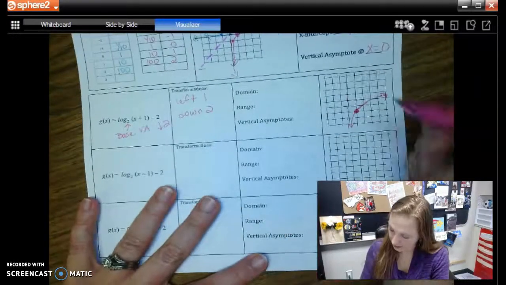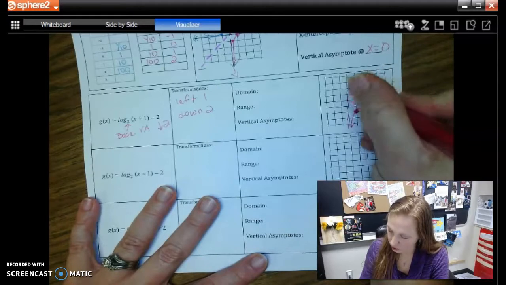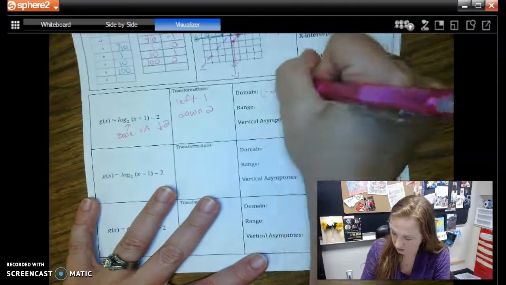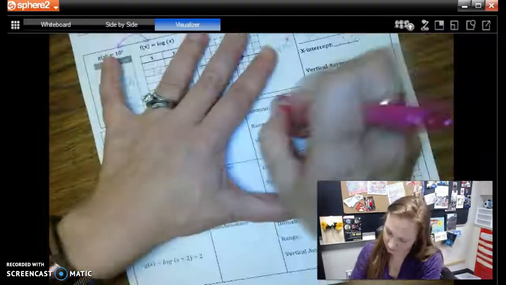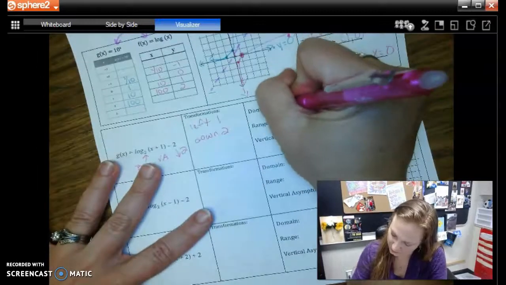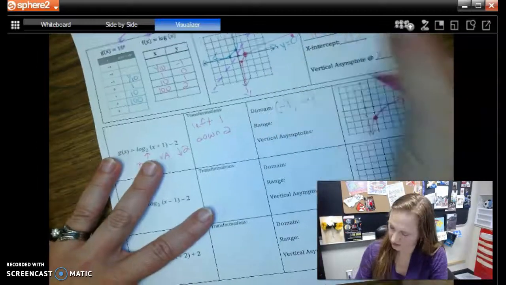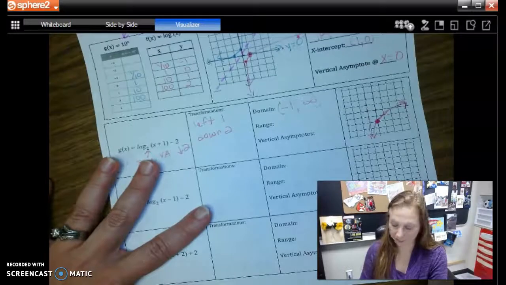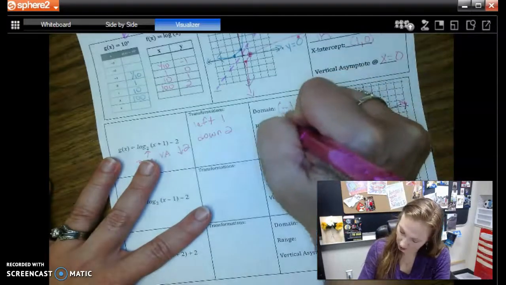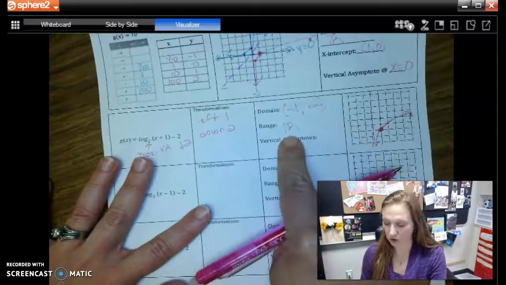Alrighty, so the domain, it's getting very, very close to the asymptote at -1. So from -1 to, oops, I totally wrote that backwards. The domain is from -1 to positive infinity. The range is going all the way down and all the way up, all real numbers.